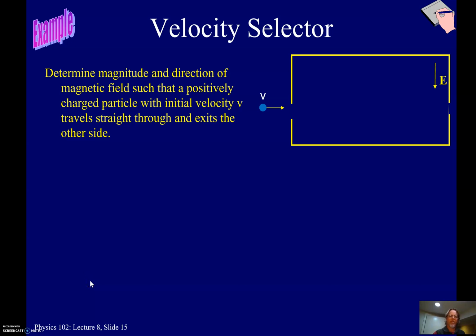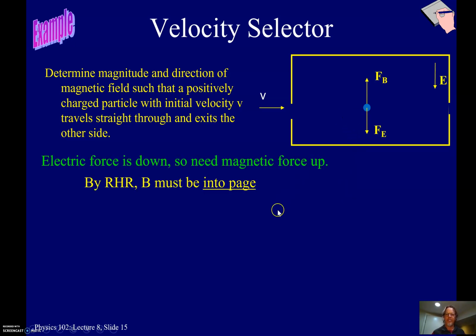Okay, so we left off with a velocity selector. Now when you have a charged particle moving through an area that has both an electric and a magnetic field, it can actually go straight through there, even though it's a charged particle in a magnetic field, by having the force of the electric field balanced by the magnetic force. That means the magnetic force is in the upward direction to balance out the electric force, so the magnetic field has to be into the page in this case.